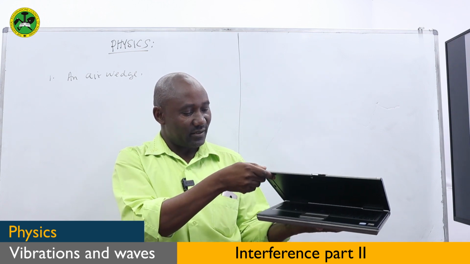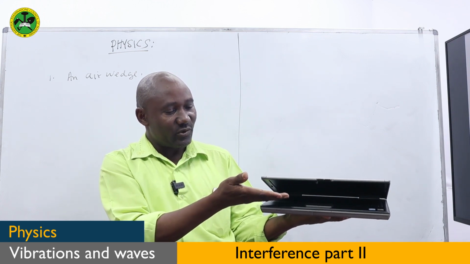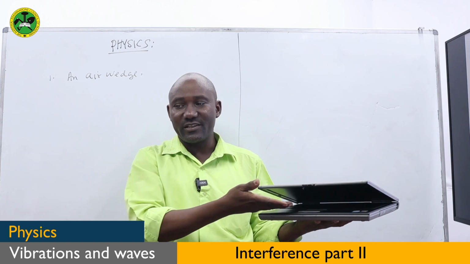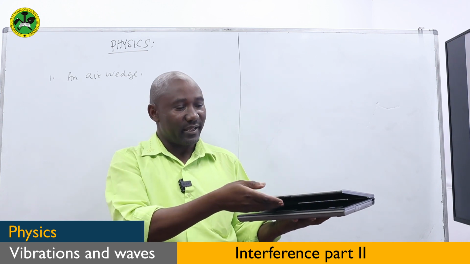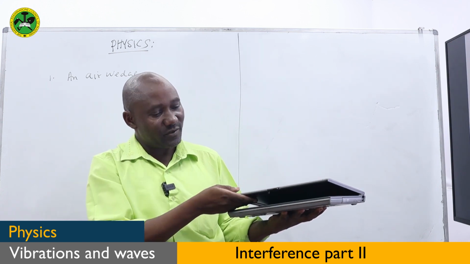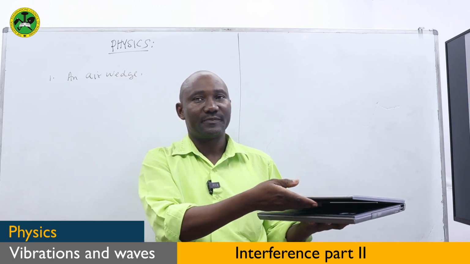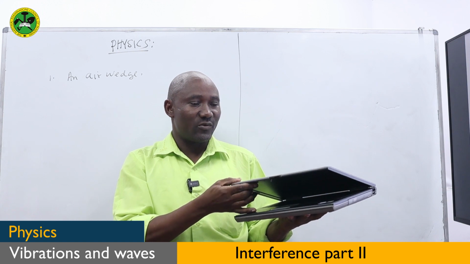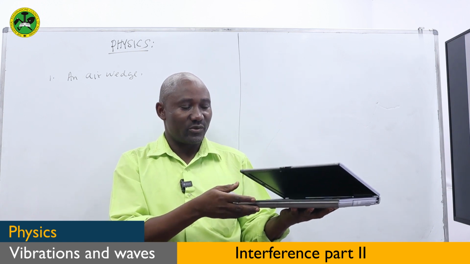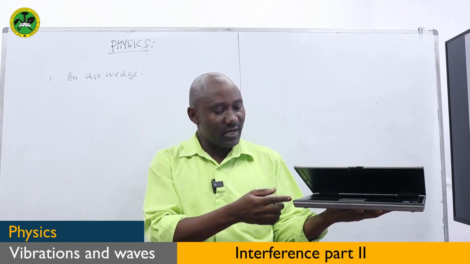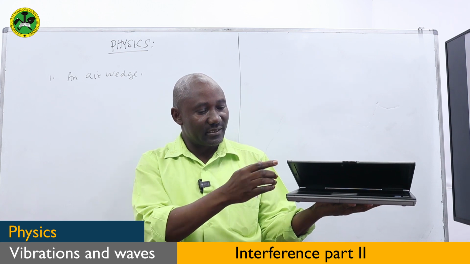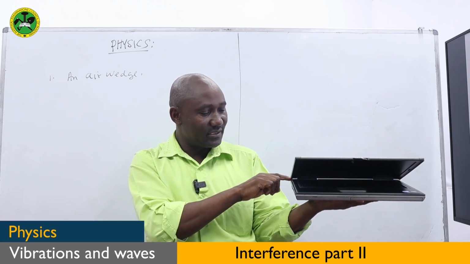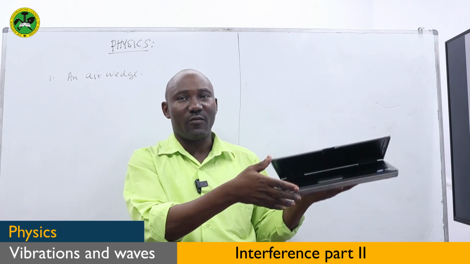So you have the arrangement like that, and in between you can put material of any kind of thickness, maybe a piece of paper or a coil of any thickness, and that's how you can form the air wedge. So the air wedge is formed by two glass plates placed such that the point of contact is here, and they form an angle.